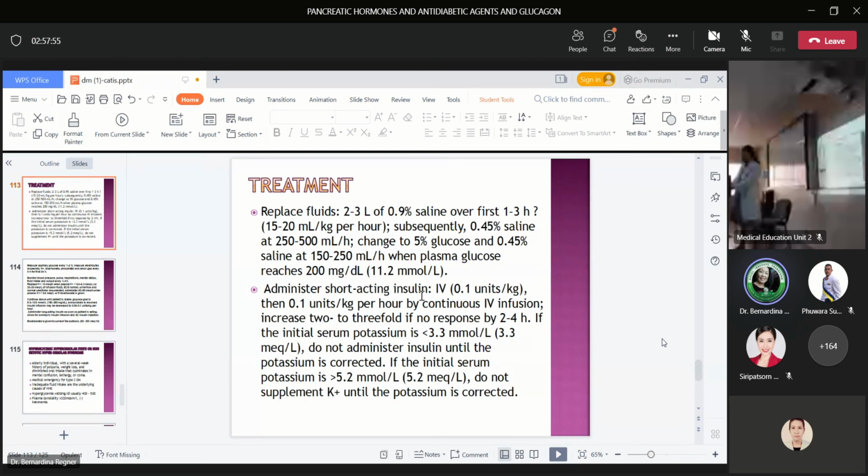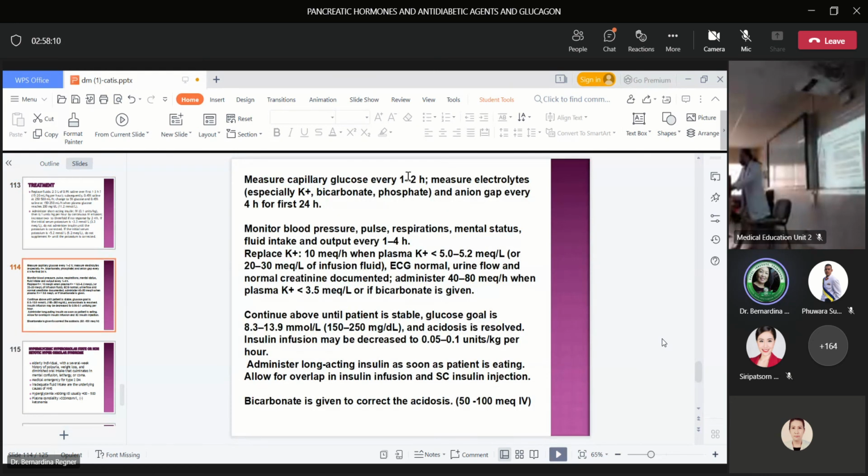Or you can give by continuous IV infusion, increase 2 to 3-fold if no response by 2 to 4 hours. Okay, and then do not supplement potassium until the potassium is corrected. Measure capillary glucose every 1 to 2 hours. Measure electrolytes, potassium, bicarbonate, phosphate, and anion gap every 4 hours for the first 24 hours. Monitor blood pressure. Replace potassium 10 milliequivalents per hour when your plasma potassium is less than 5 to 5.2 milliequivalents per liter. Okay, so continue the above until the patient is stable. Bicarbonate is given to correct your acidosis.